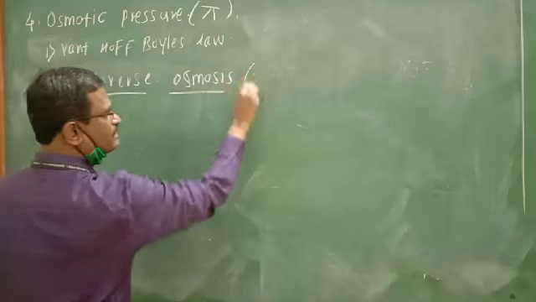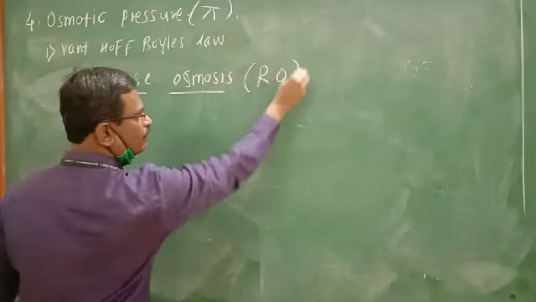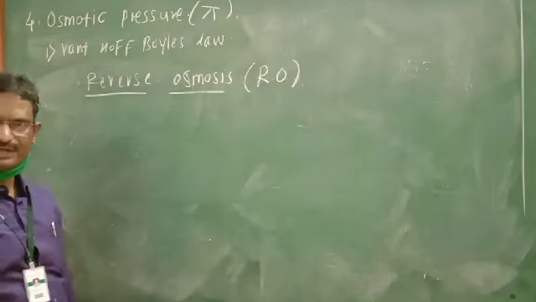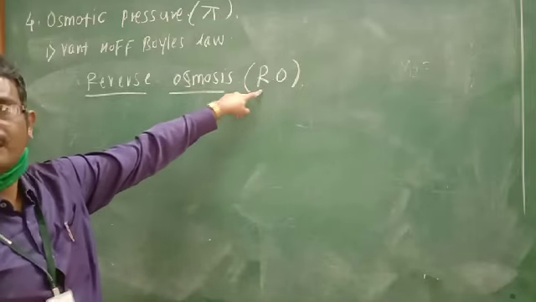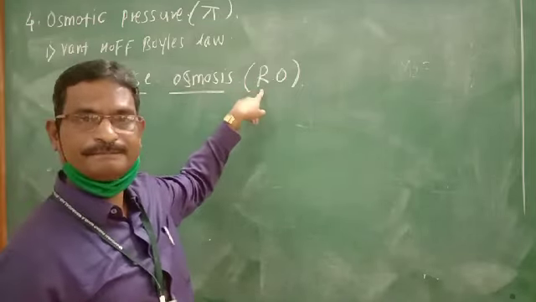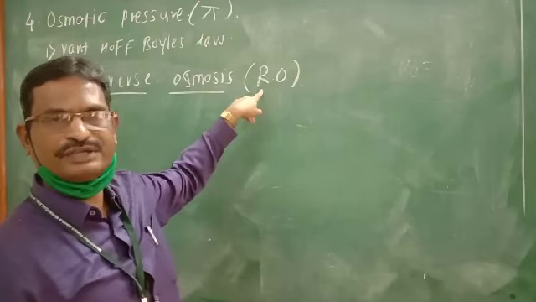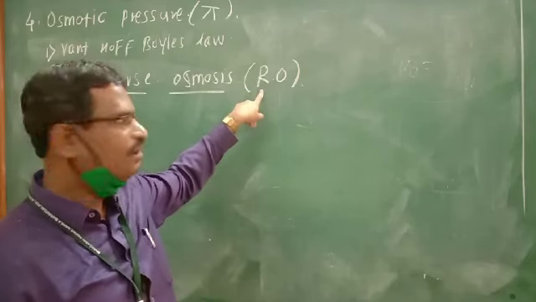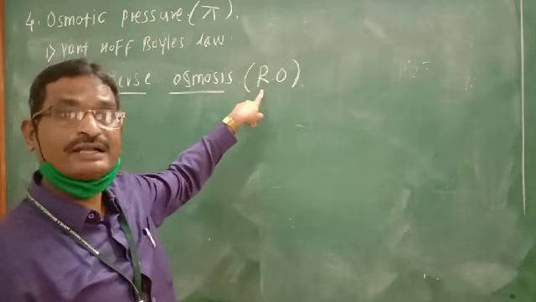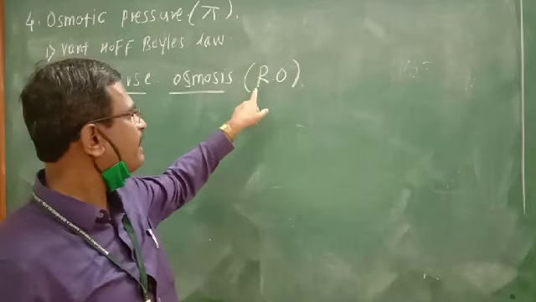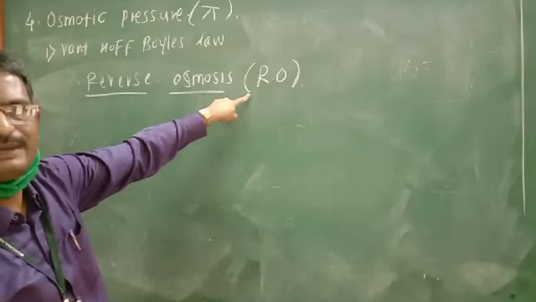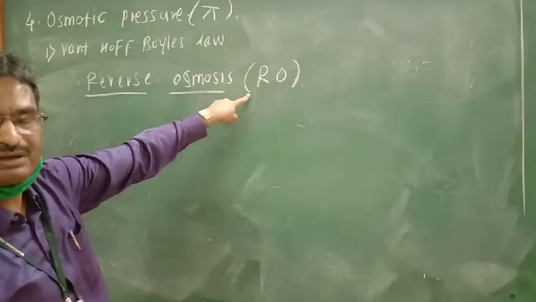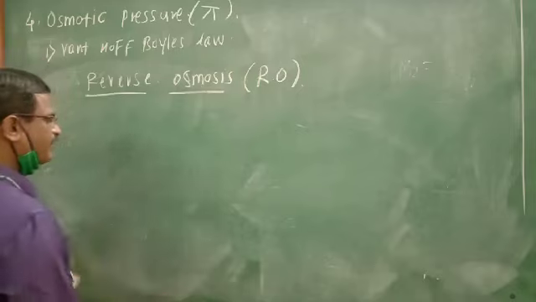You must have seen the domestic term RO. In day-to-day life, we are using this term. We are using water for drinking purposes which is treated using RO. So what is this RO? It is reverse osmosis, and the mechanism of reverse osmosis is used for purification of water. See how it is purified.